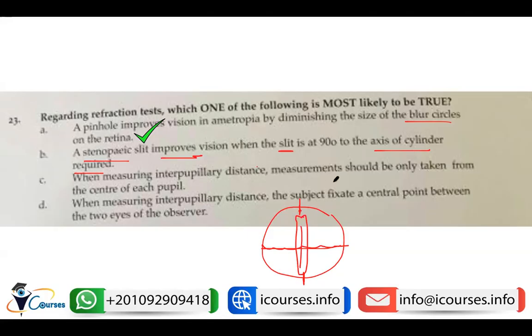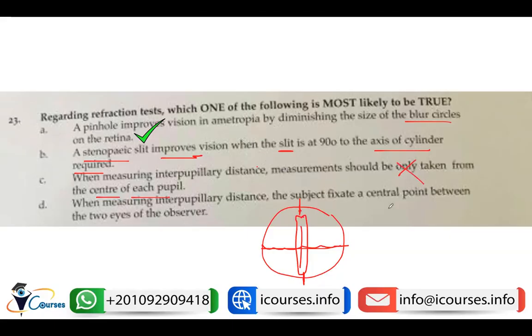When measuring the interpupillary distance, measurement should be only taken from the center of each pupil. This can be correct. The IPD can be measured by taking measurement from the center of each pupil, but this is not the only way, as I will show you now.